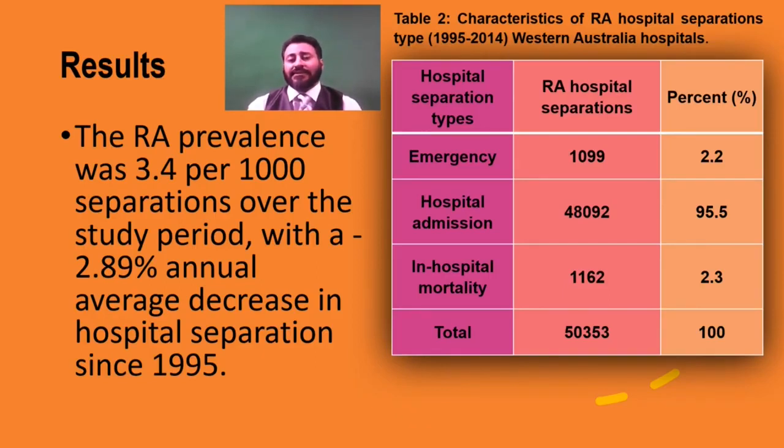In Table 2, characteristics of rheumatoid arthritis hospital separation types in the study period: the emergency separation was 1,099, around 2.2% of the hospital separations. The hospital admissions are the most common mode of hospital separation by far, at 48,092, consisting of 95.5%. In-hospital mortality separation is 1,162, around 2.3%.